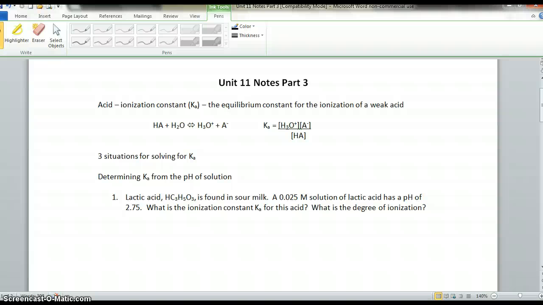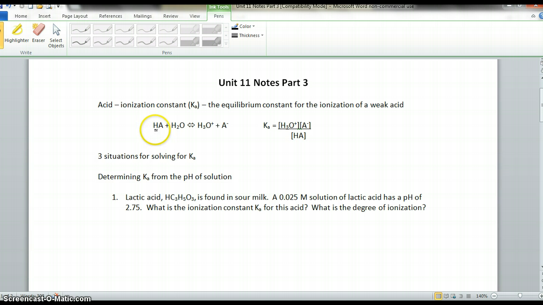Unit 11 Notes Part 3 introduces two concepts, the acid ionization constant and the base ionization constant. For all the problems that we're going to do, we're going to use the acid ionization constant. You can see the basic form here of an acid, and the big thing here is it starts with H and A. A can be any anion. So for hydrochloric acid, A would be Cl, so it would be HCl.